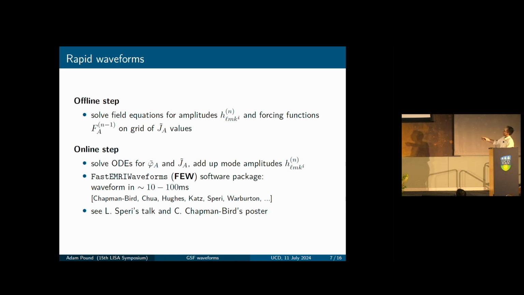And over the past few years, a software package has been developed called FEW, Fast EMRI Waveforms, that can do these steps incredibly rapidly. Even when we have tens of thousands of mode amplitudes, we can still generate waveforms on the order of 10 milliseconds. So I think it was yesterday, Lorenzo Speri gave a talk on this software package. And there's also a poster by Christian Chapman-Bird.